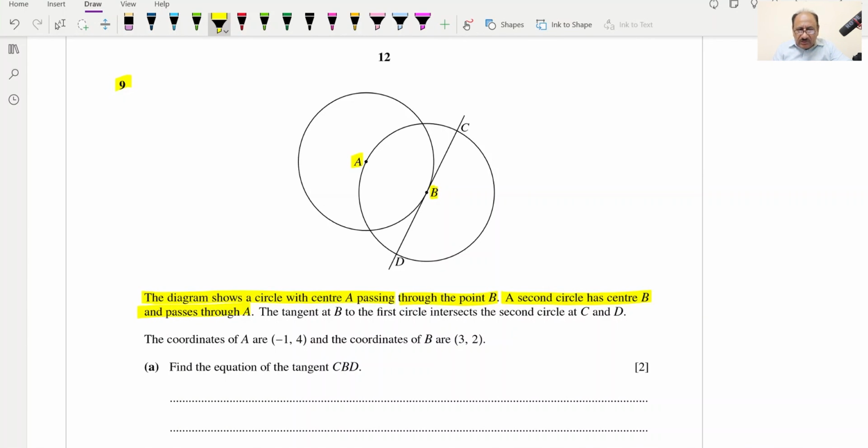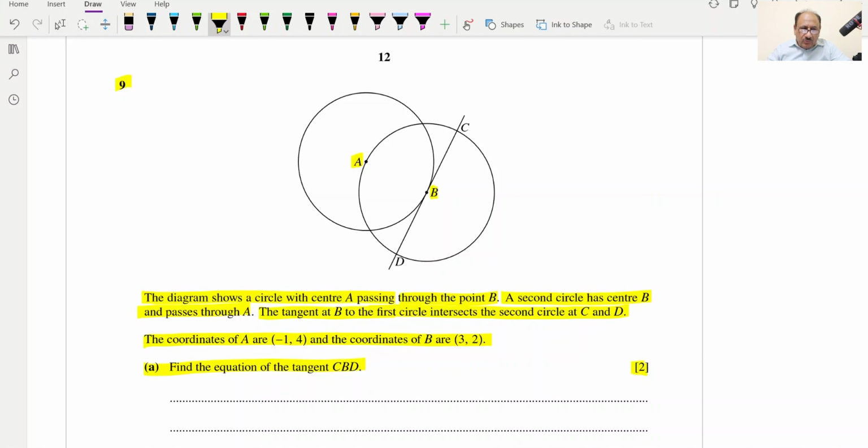So both circles are passing through the circumference of the other circle. So the tangent at B to the first circle intersects the second circle at C and D. The coordinates of A are minus 1, 4, and coordinates of B are 3 and 2. Find the equation of the tangent CBD.